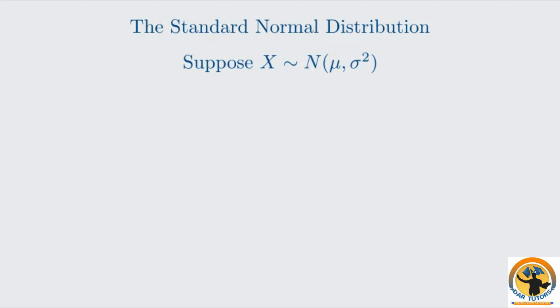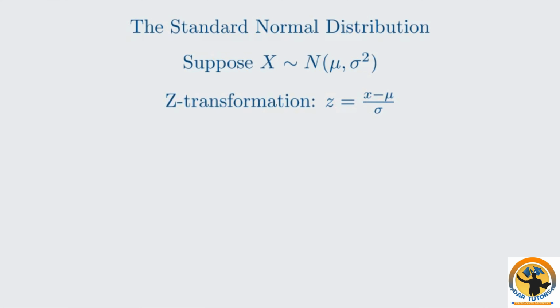To compare values from different normal distributions, which might have very different means and standard deviations, we need a standard measure. This is where the z-score comes in. For any value of x, we can calculate a z-score using this formula. Z equals x minus mu, all divided by sigma. This transformation is called the z-transformation.